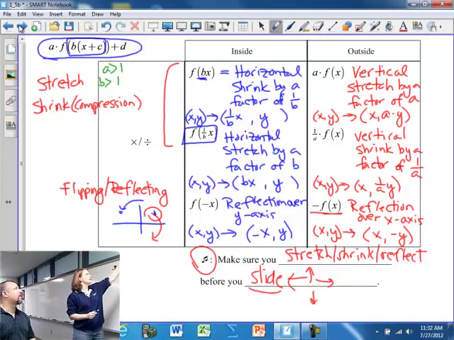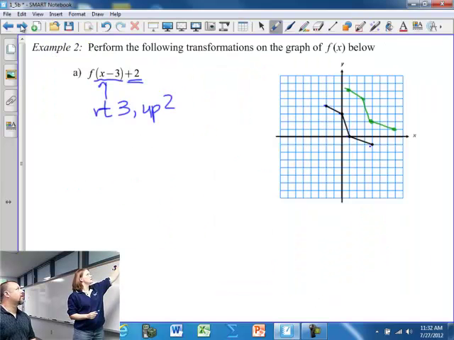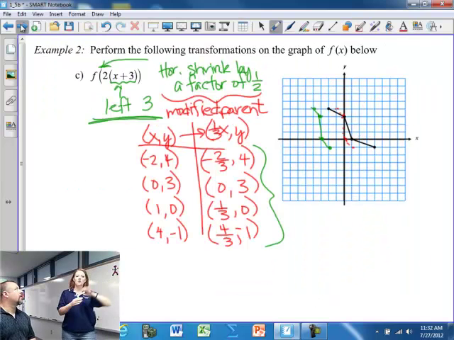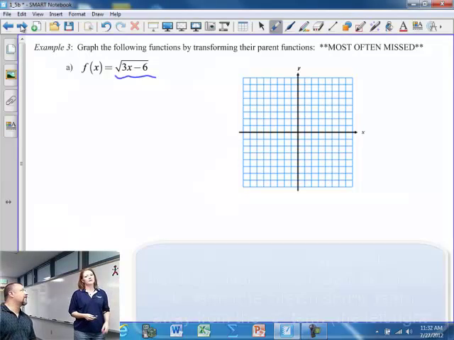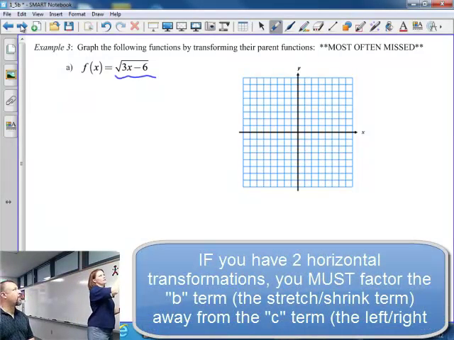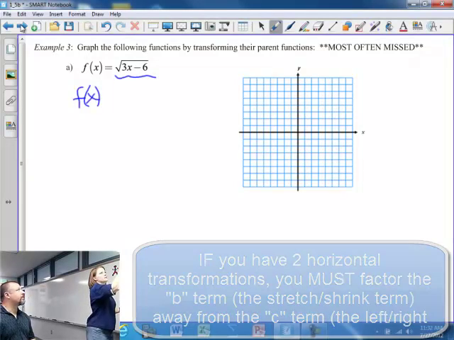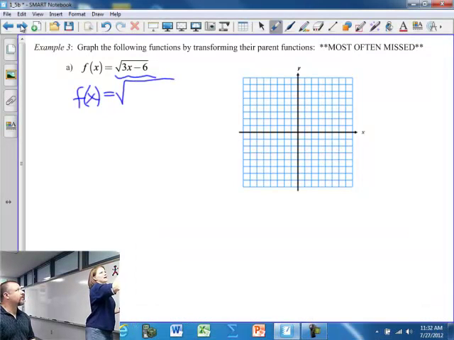Notice in this notation that we have b times x plus c. So that means that we need to have the horizontal stretch and shrink different from the horizontal translation. Have to factor it away. It's not different right now, okay? So we need to get rid of this. We need the 3 separate from the slide.